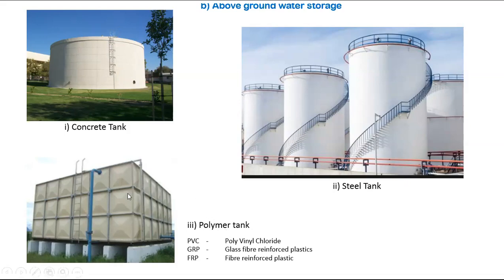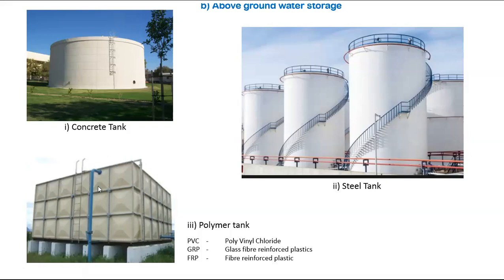Polymer tank. This is a panel type tank, above ground tank. PVC, polyvinyl chloride material will be there. Each panel is PVC material like that. The GRP, glass fiber reinforced plastic, will be there. FRP, fiber reinforced plastic, also will be there. These are the panel materials. You can assemble each panel. This is a separate material. You can also dismantle it, you remove the screws. Wherever you want to go, you go and you can assemble.